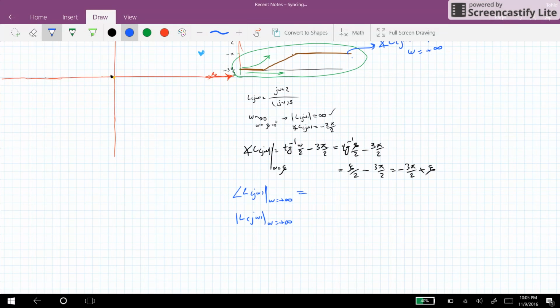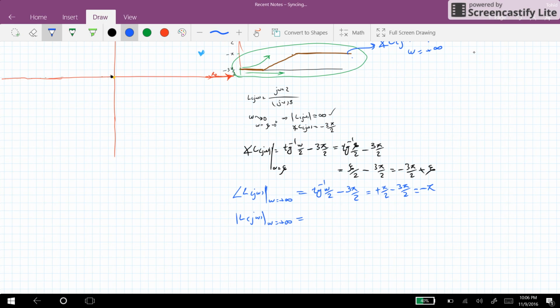We can also check it here referring to the phase of L of j omega. So inverse tangent of omega over 2 minus 3 pi over 2. When omega goes towards infinity, we will have minus pi over 2, plus pi over 2, minus 3 pi over 2, or we will have minus pi.